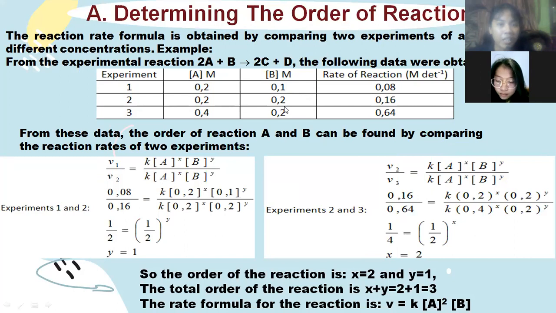How to determine the order of reactions? The first thing we must know is that the reaction rate formula is obtained by comparing two experiments of the reactions with different concentrations. So I will explain this based on these examples. Here, we have 2A plus B produce 2C plus D, and this is the following data. We have 3 experiments with A concentrations and B concentrations, and this is the rate of the reactions.